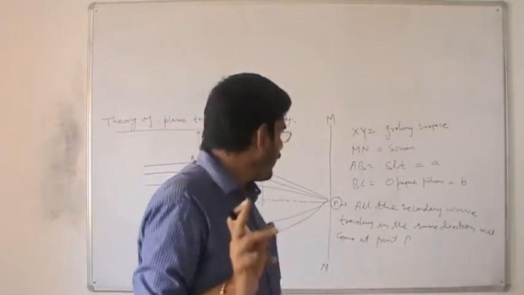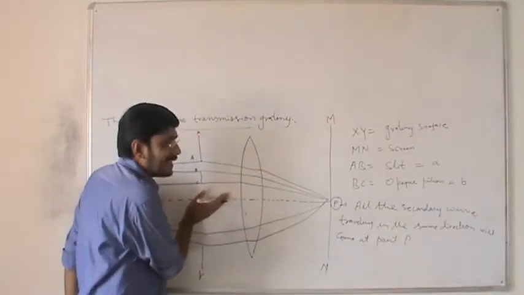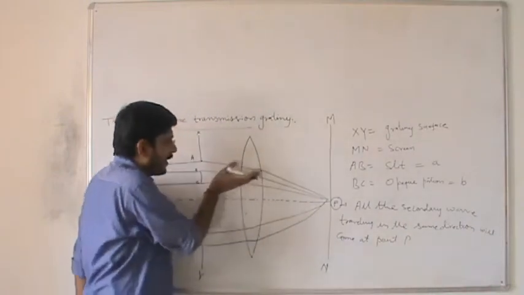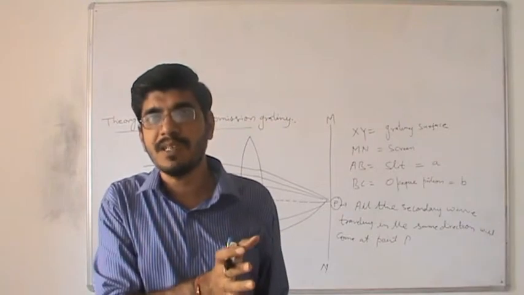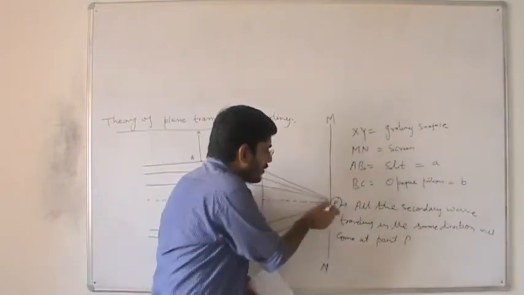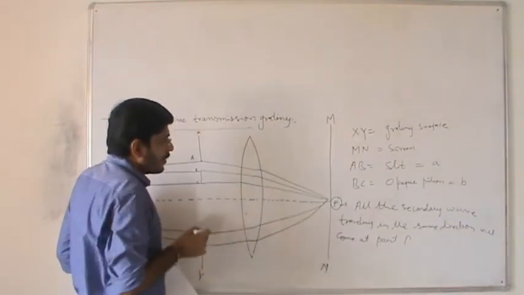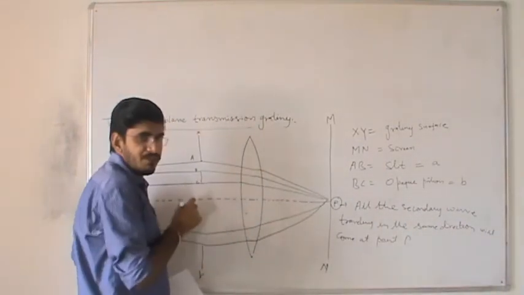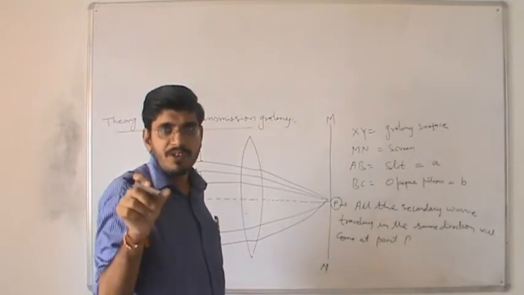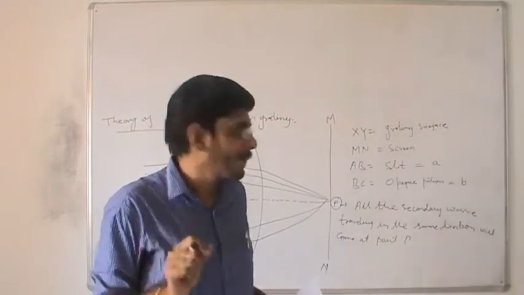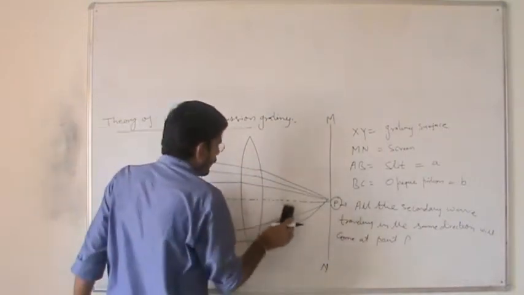Now what will be the interference pattern if we create some angle in this plane transmission grating, or I can say if we rotate the plane transmission grating? Where will be the position of P? So now I draw a new diagram in which I define the angle theta by which we rotate the plane transmission grating.